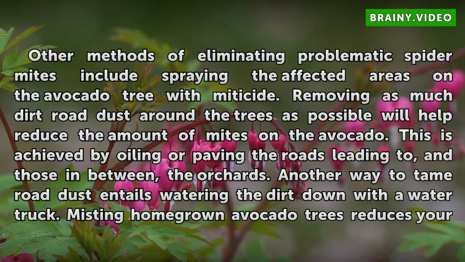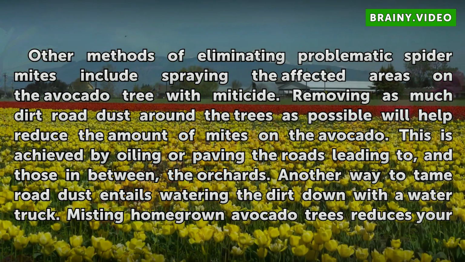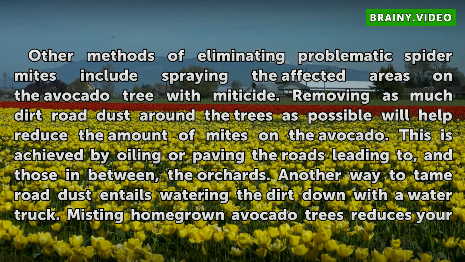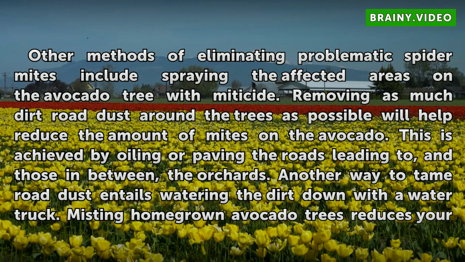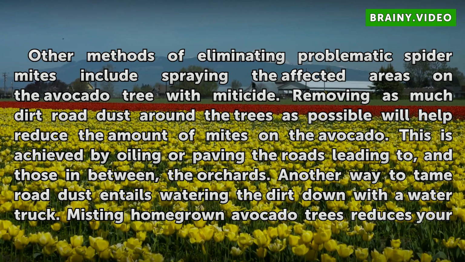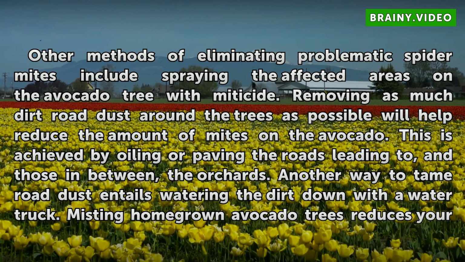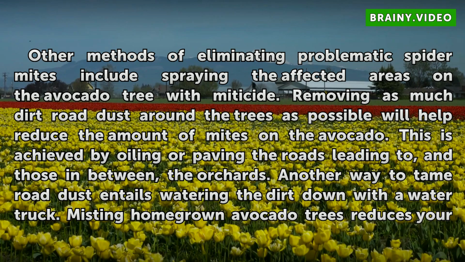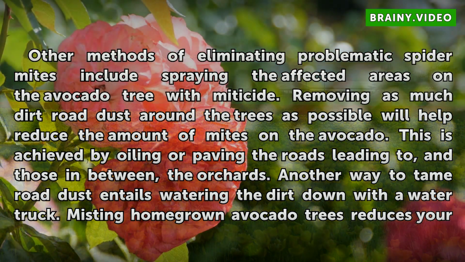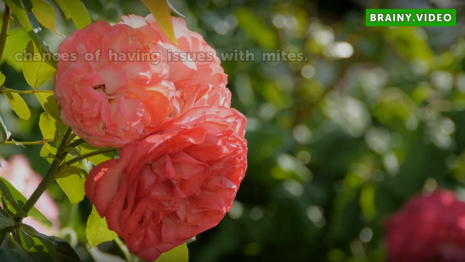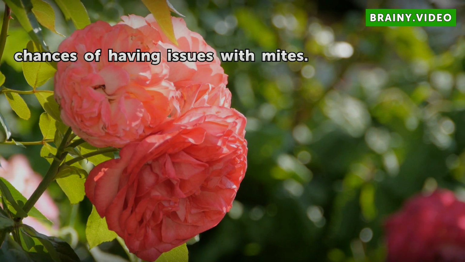Other methods of eliminating problematic spider mites include spraying the affected areas on the avocado tree with miticide. Removing as much dirt road dust around the trees as possible will help reduce the amount of mites on the avocado. This is achieved by oiling or paving the roads leading to, and those in between, the orchards. Another way to tame road dust entails watering the dirt down with a water truck. Misting homegrown avocado trees reduces your chances of having issues with mites.